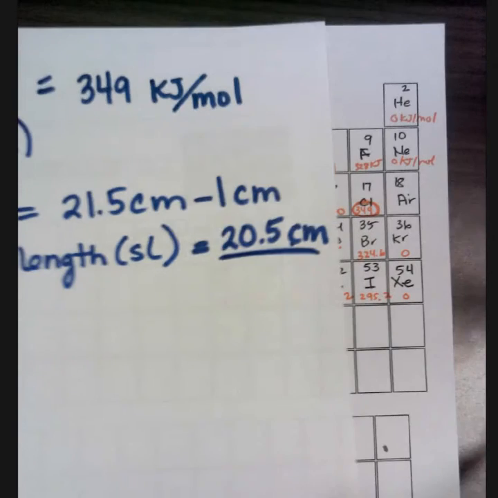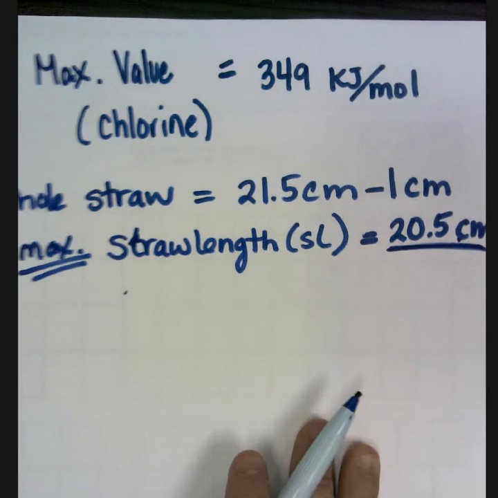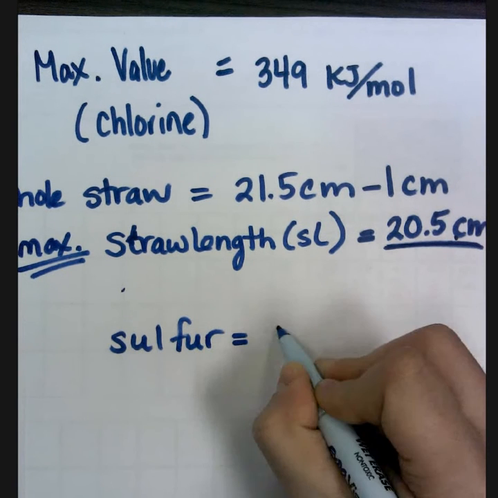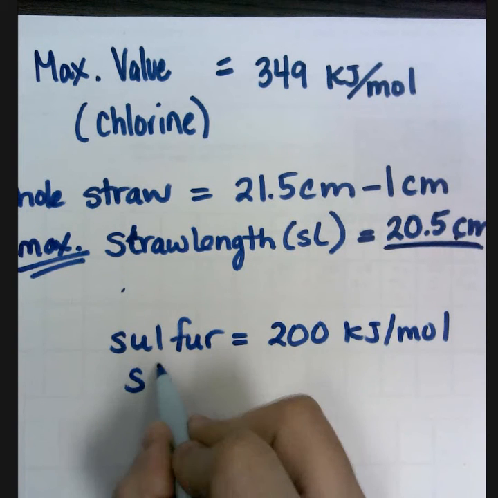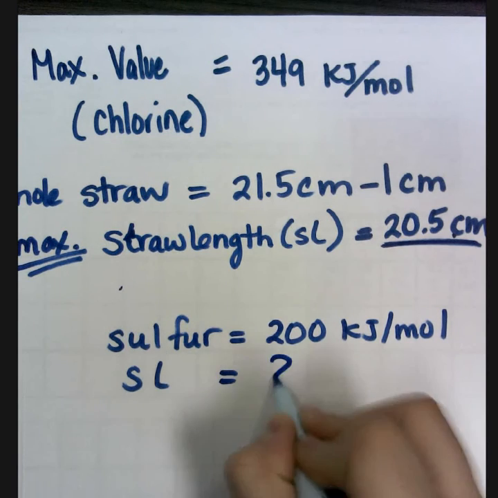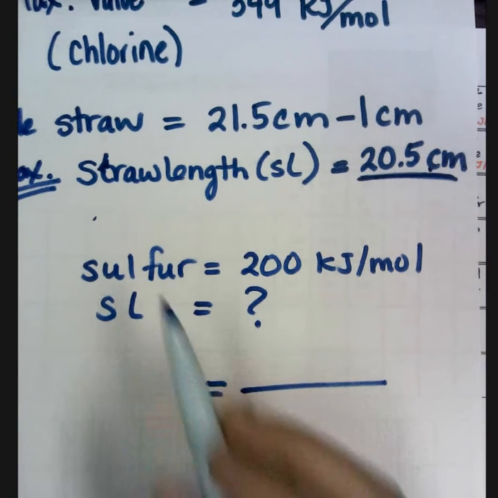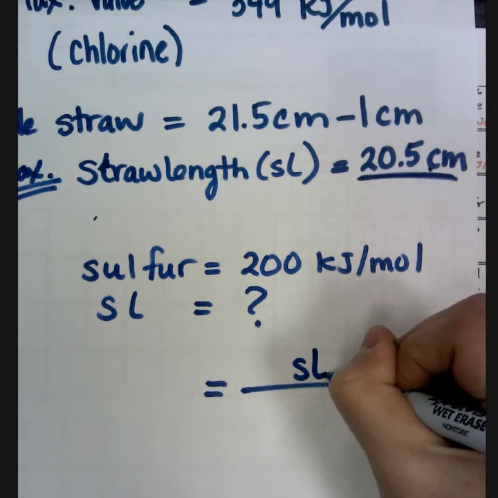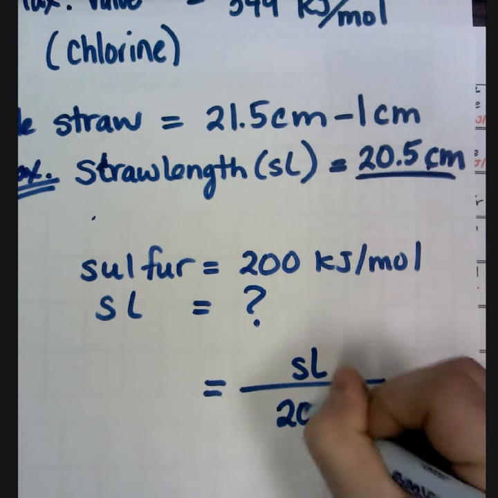So I'm going to choose sulfur, which has 200 kilojoules per mole. And I'm going to look for its straw length, which I don't know yet. So I'm going to use an equation to help me figure out the size of straw that I need for sulfur. I'm going to put my variable that I'm going to solve for, and sulfur is going to go down here.